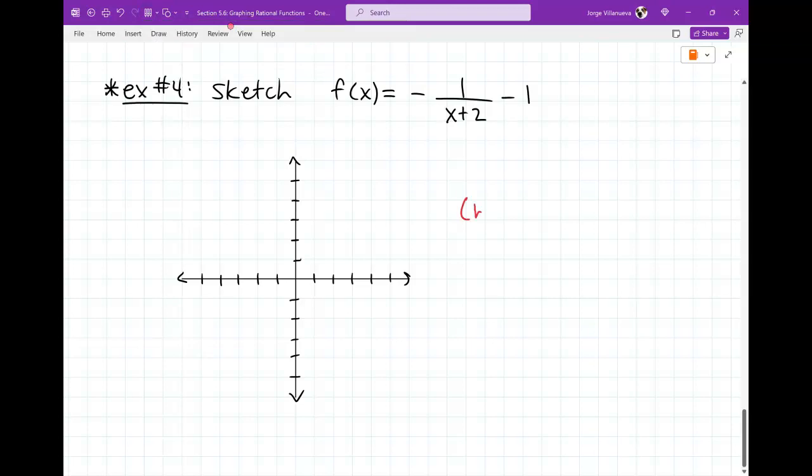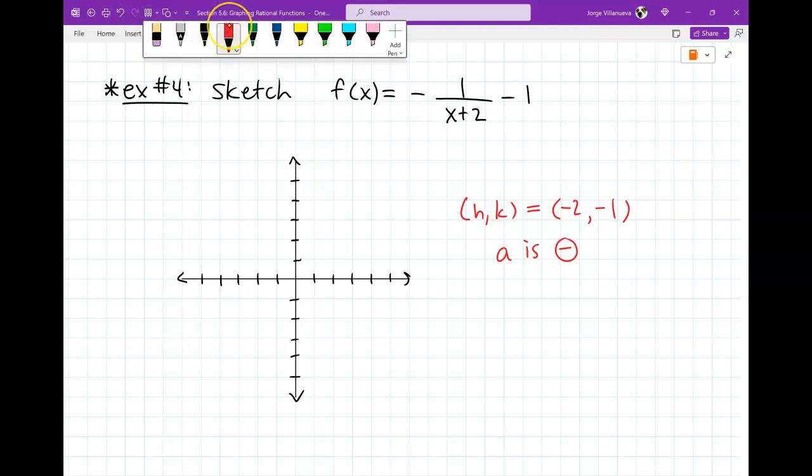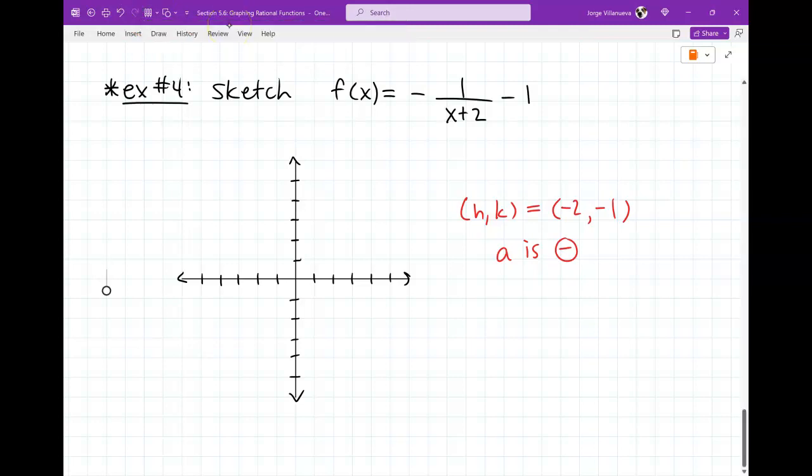All right. HK is what? 2, -1. A is negative. So remember, that's going to be top left, bottom right when you graph it, okay? So let me draw my invisible lines here. -2, -1 will be right about here. So let's see. One line goes there. The other line, -2, goes here.